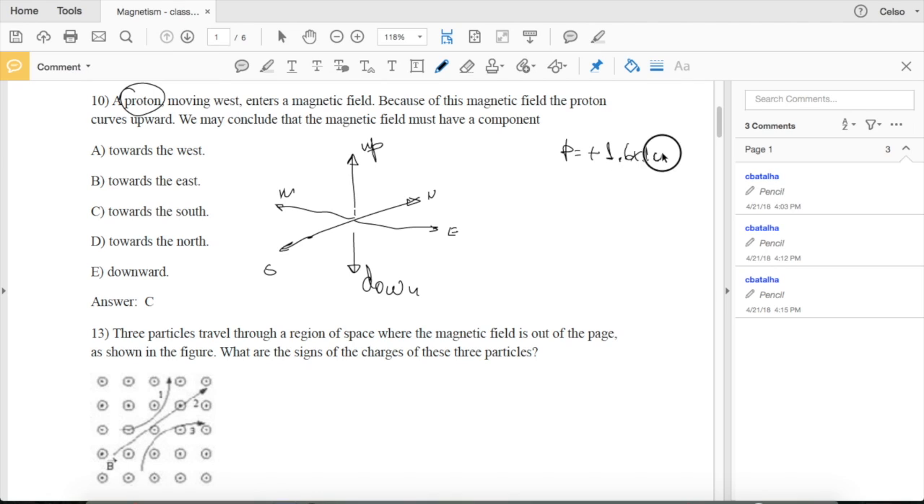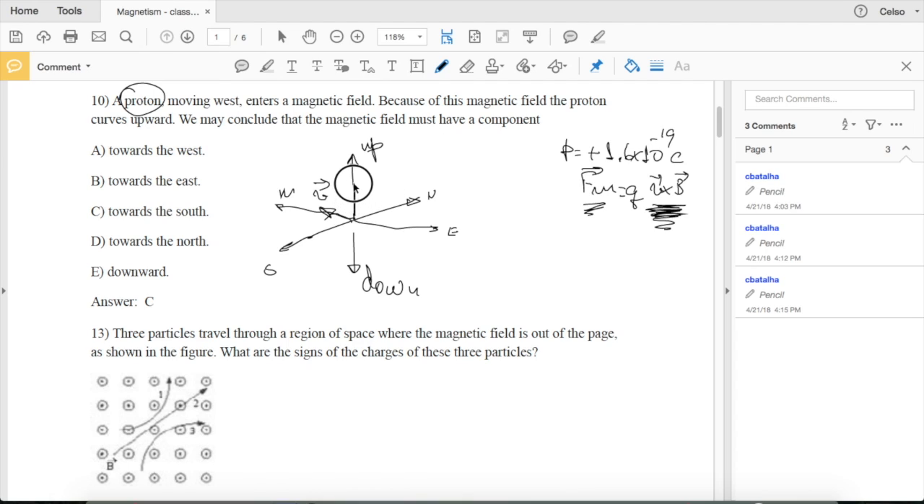So you are looking to determine the direction of a cross product in this case, because the charge will not change the direction of the cross product. So the direction of the cross product is the direction of the magnetic force. So the proton moves west, so velocity vectors are there, and enters a magnetic field. Because of this field, the proton curves upward.